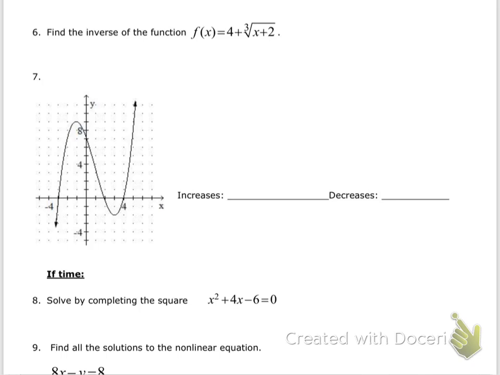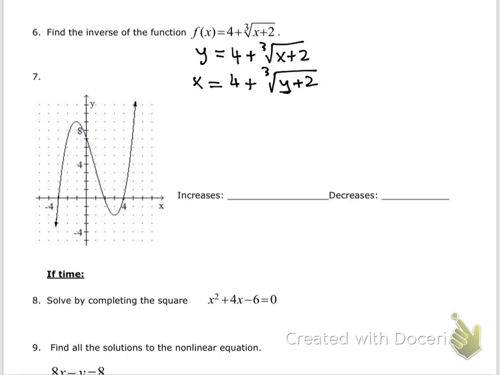Okay, so let's take a look at this question. First of all, let's write it like this: y equals 4 plus the cube root of x plus 2. I've just replaced the f of x with y. Right, interchange the x and the y. So x equals 4 plus the cube root of y plus 2.